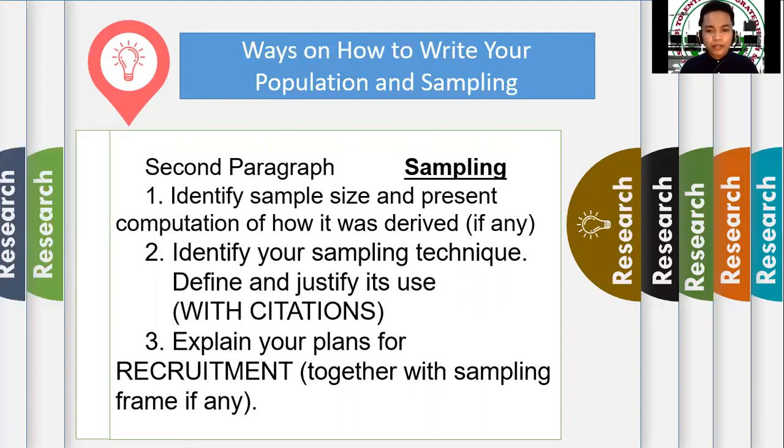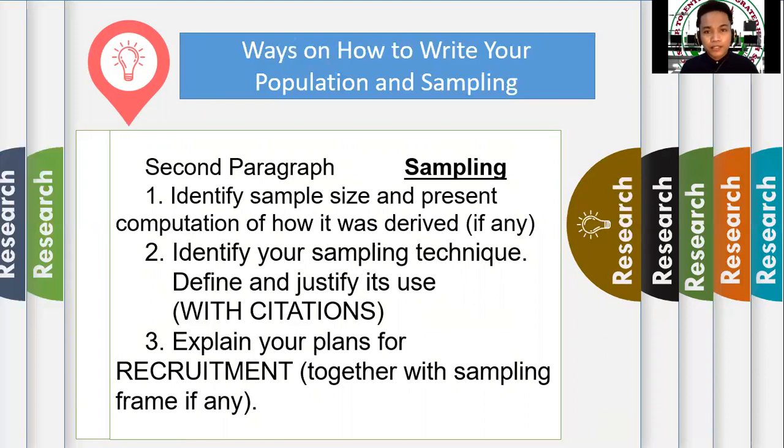What kind of sampling technique will we use? Is it simple random? Is it stratified? Is it universal? Is it purposive? No? Upon identifying the sampling technique, you really have to define what kind it is, and then justify why you think it is necessary for you to include the sampling technique. Number 3, explain your plans for recruitment. How are you going to do this one?